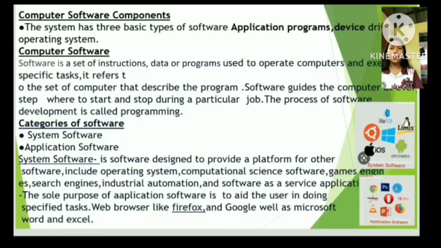Categories of software. Computer software is normally classified into two broad categories: system software and application software. System software is software designed to provide a platform for other software. Examples of system software include operating systems, computational science software, game engines, search engines, and industrial automation and software as a service applications. If we think of the computer system as a layered model, the system software is the interface between the hardware and user applications.